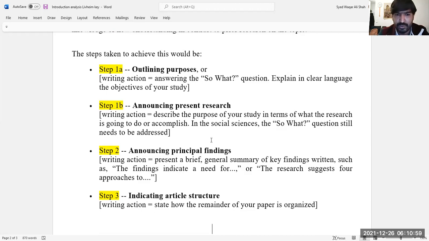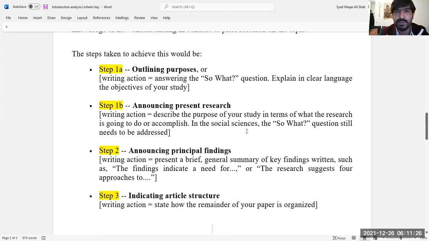It is not necessary to include both research objectives and research questions with the same language. I would recommend that you include either objectives or research questions. Then you can announce your present research. By announcing present research, I mean describing the purpose of your study in terms of what the research is going to do or accomplish. In the social sciences, the "so what" question always needs to be addressed.